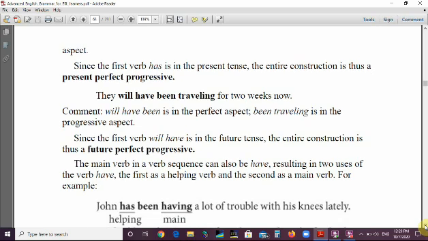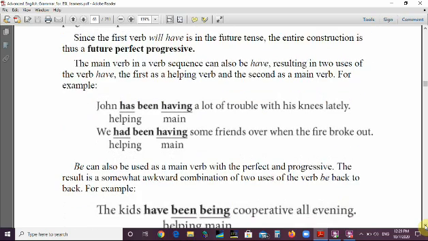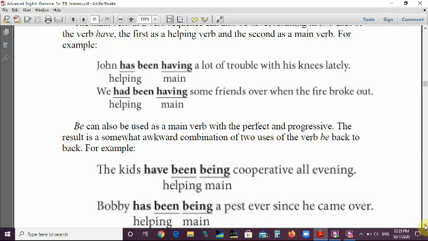We explained this. If we look at this sentence here, John has been having. This means the verb to have can be used as a helping verb and as a main verb at the same time. Having here is an action verb. He has been having a lot of trouble with his knees lately. So has, the first form of have, is a helping verb, but having, which is another form of have, is a main verb. We had been having some friends. Had been having, the same idea. Had is a helping verb, and having is the main verb here in the progressive form.